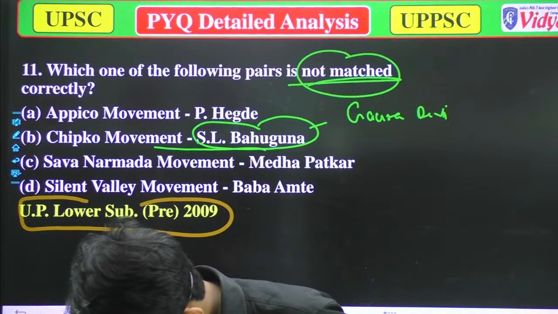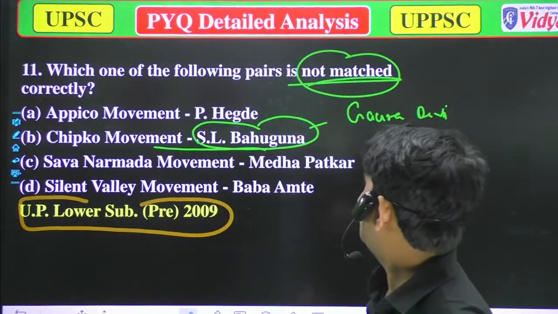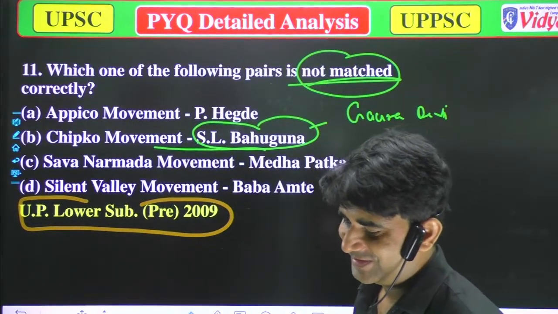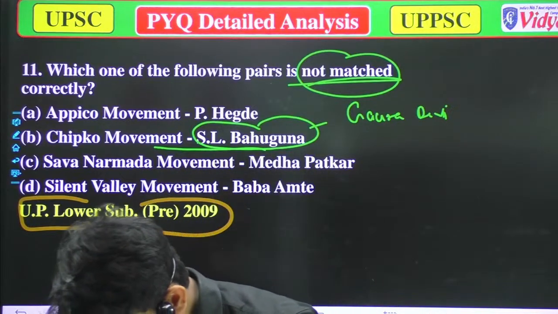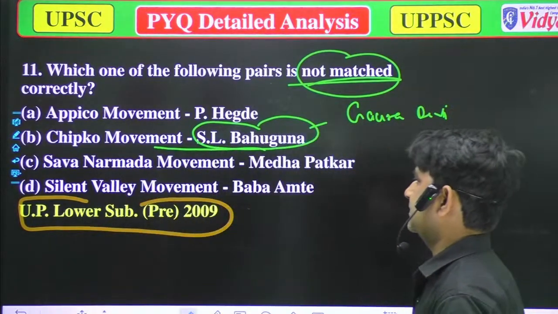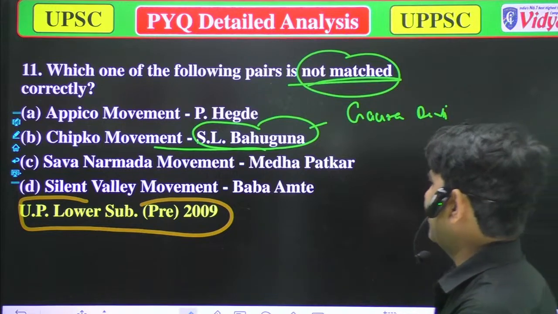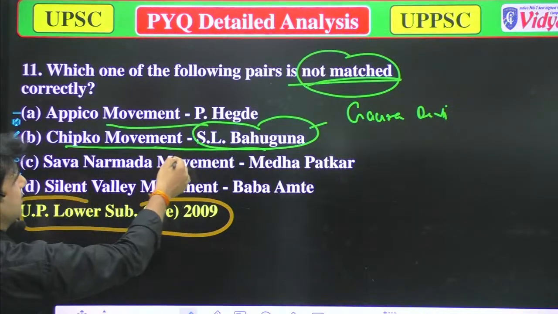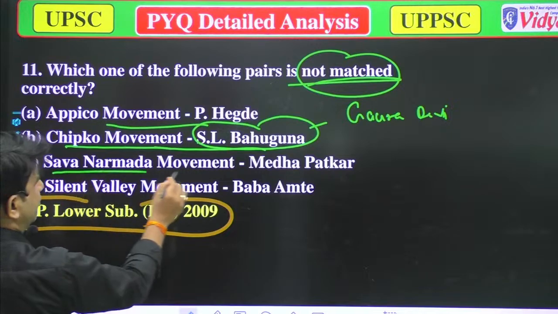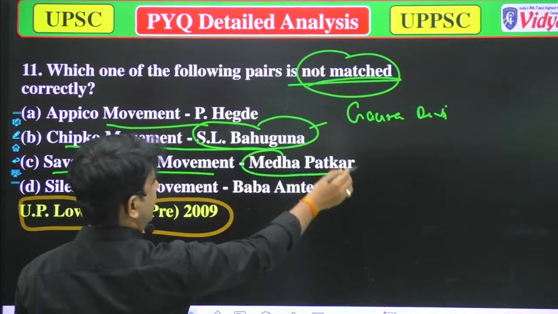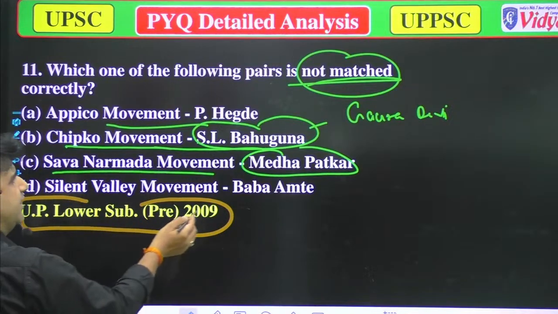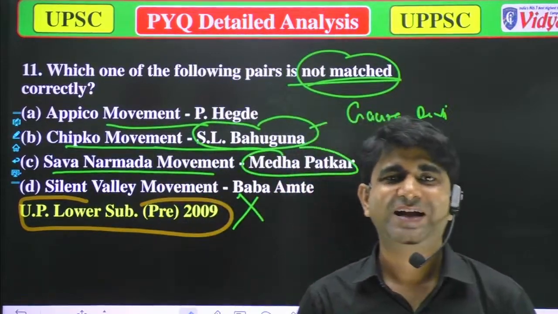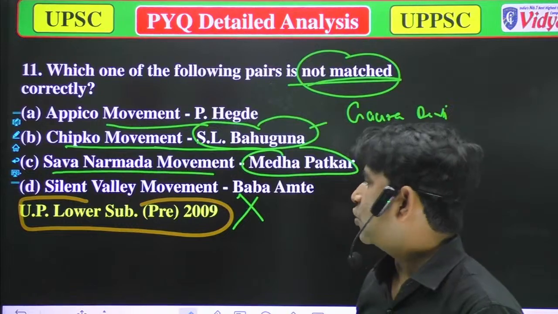Chipko is correct. Vijendra Jalal is saying option B. Again, try to correlate, because all of these are correct. The Appiko movement belongs to Hegde, that's correct. The Chipko movement is Sundarlal Bahuguna, that's correct. Narmada Bachao Andolan is also correct for Medha Patkar. But the Silent Valley movement is not correlated with Baba Amte, because I think Baba Amte was not involved at the time of the Silent Valley movement. So option D is not correct.